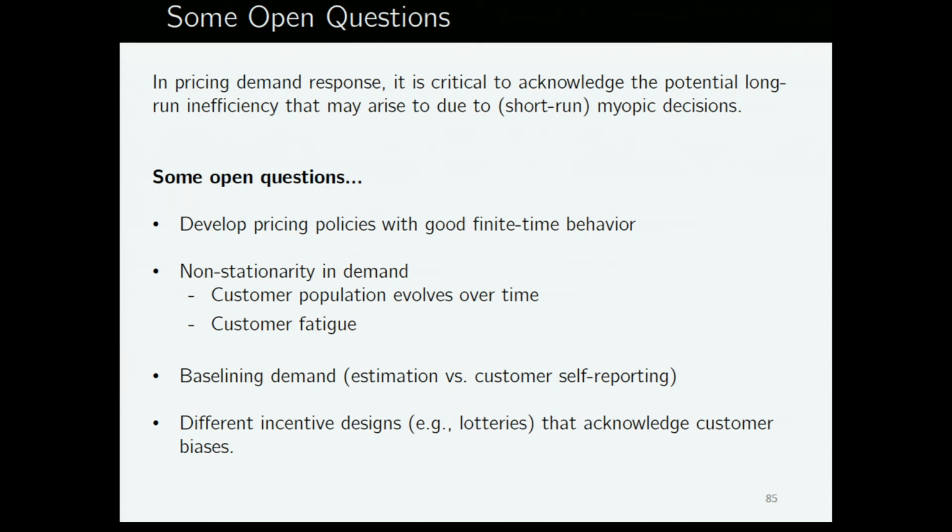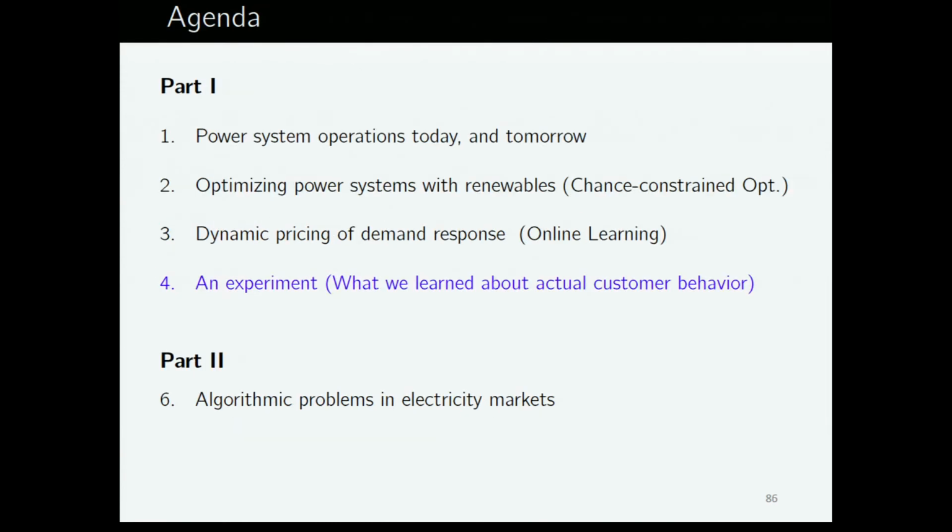And finally, different incentive designs. Okay, so this is a very simple mechanism that we've proposed, but are there other mechanisms, say lotteries, which might yield superior performance in terms of the amount of reduction you're able to produce per unit cost to the utility? And so I have a few minutes. I'll talk about an experiment we did which looks at these different incentive designs. We learned some interesting things. Okay, this was very qualitative, but I think it reveals some insight which could be useful in terms of formulating problems in this area.